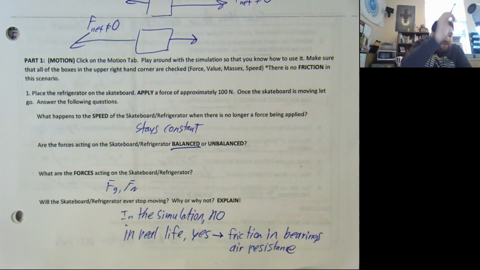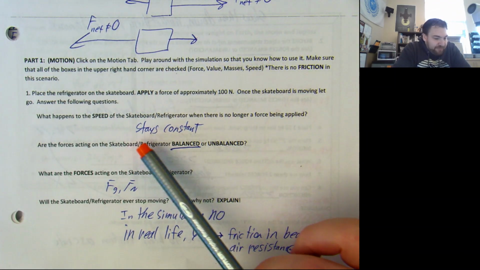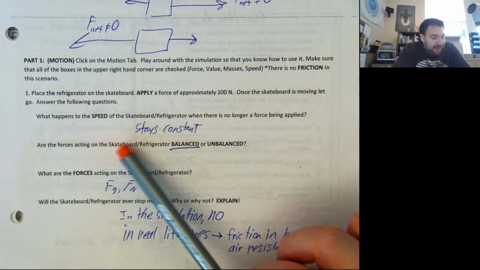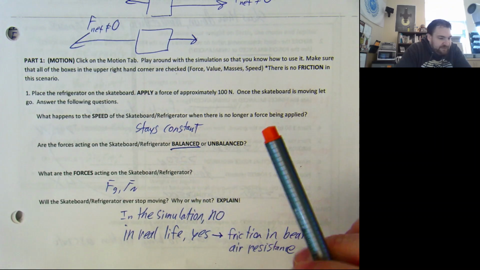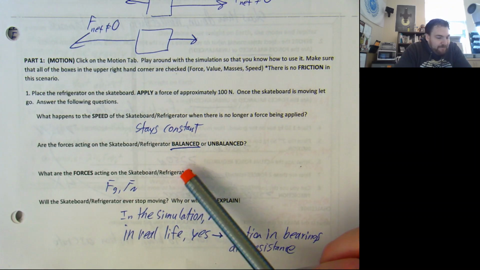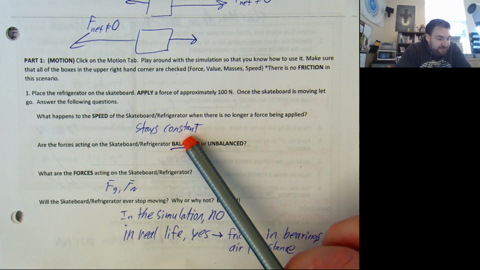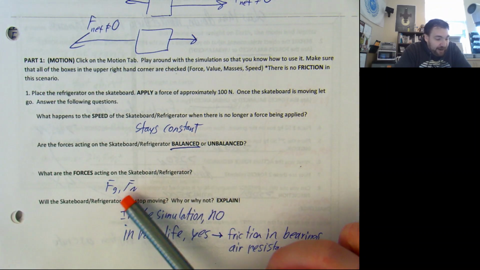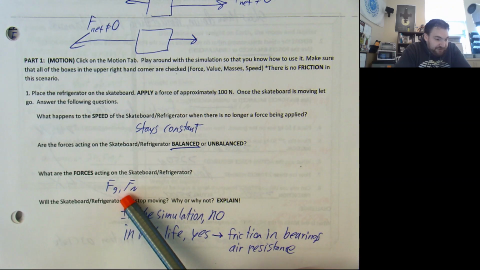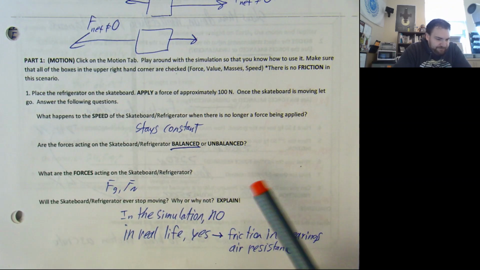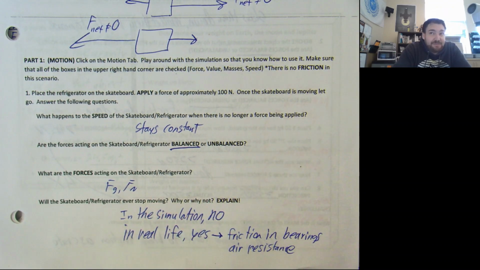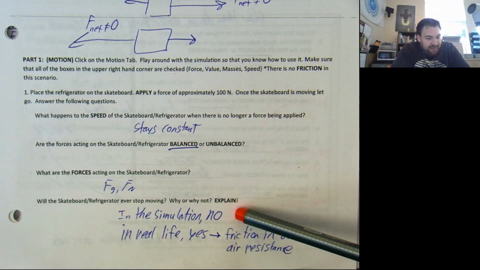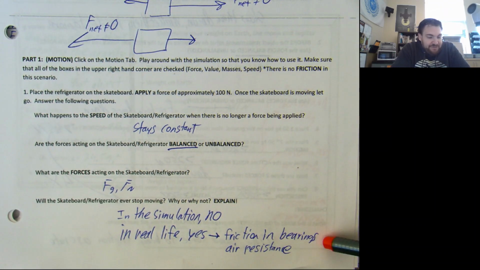These are the results you should have ended up with. As soon as the force was no longer applied, the speed of the skateboard or the refrigerator should have remained constant. The speed would have remained constant because the forces were balanced. Gravity and normal force were acting on the skateboard refrigerator combo. And will the thing ever stop moving? In that simulation, no. In real life, yeah, because there's friction in the bearings and air resistance.